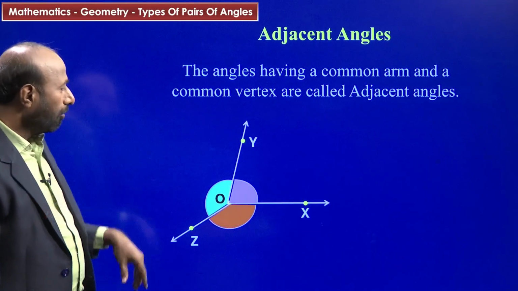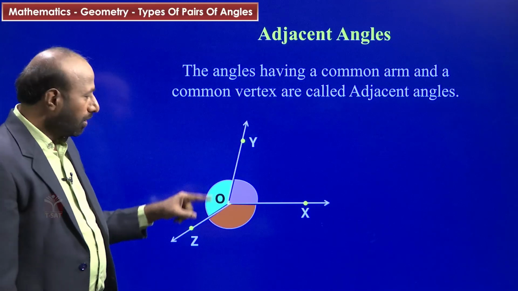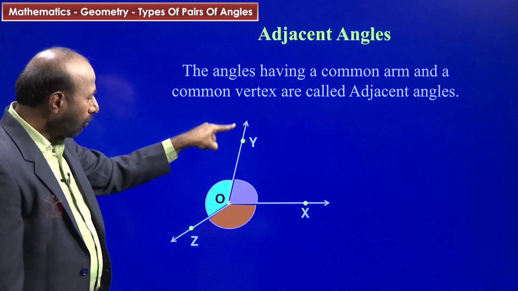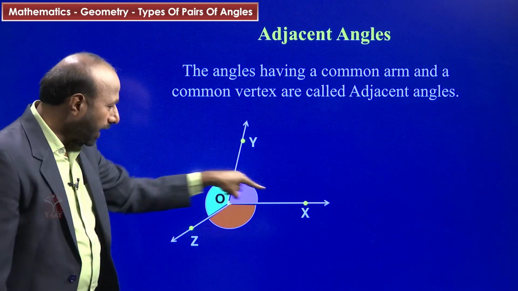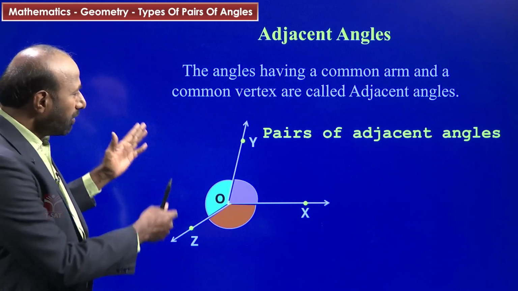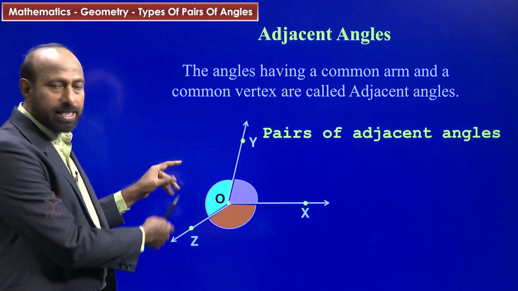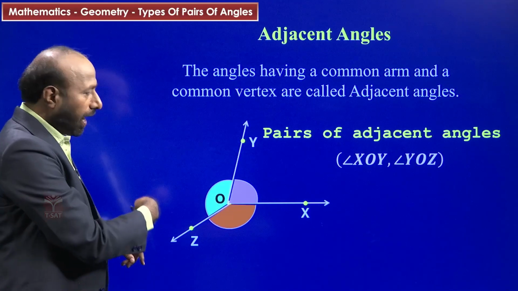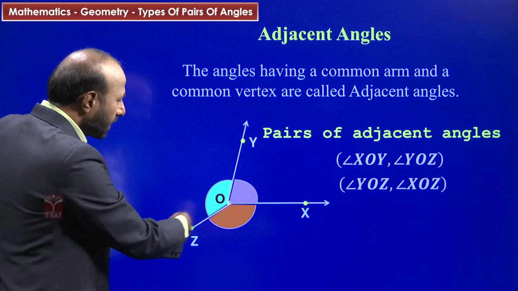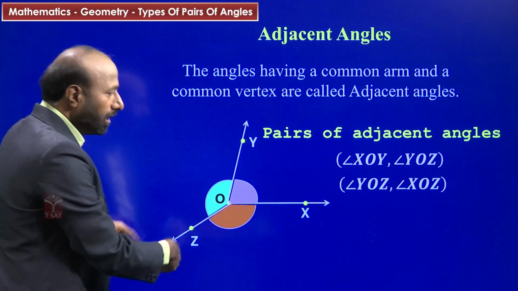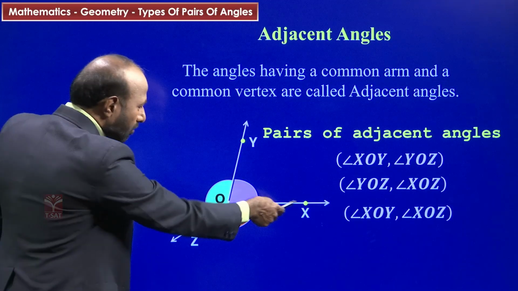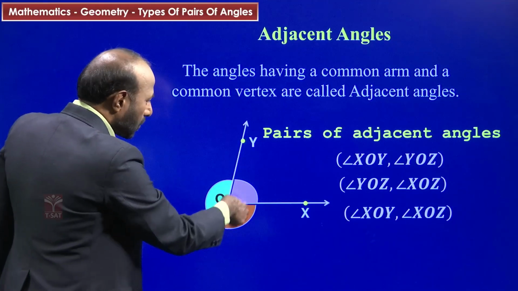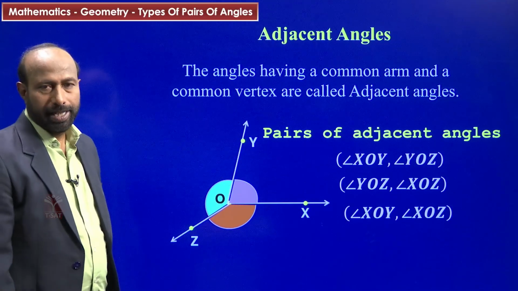So, here we have another picture. In this picture, we can see three angles, angle XOY, angle YOZ and angle XOZ. So, from this picture, the pairs of adjacent angles are angle XOY and angle YOZ, and angle YOZ and angle XOZ, as well as angle XOY and angle XOZ. These two are also a pair of adjacent angles.